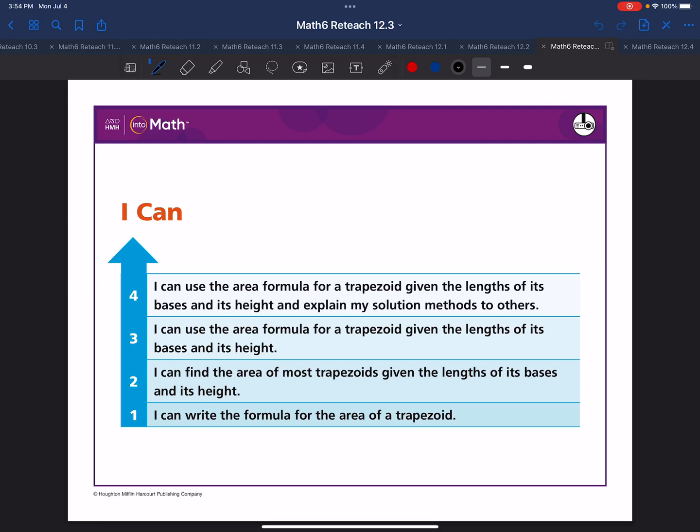Today we will review 6th grade math lesson 12.3. This lesson will cover how to develop and use the formula for area of trapezoids. Here is your I can statement. I can use the area formula for a trapezoid given the lengths of its bases and its height and explain my methods to others.